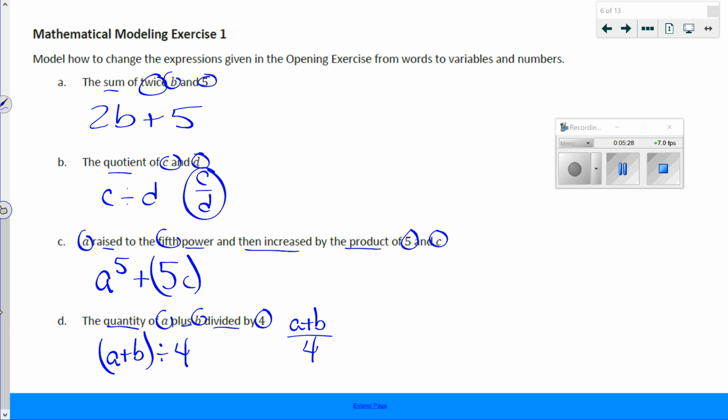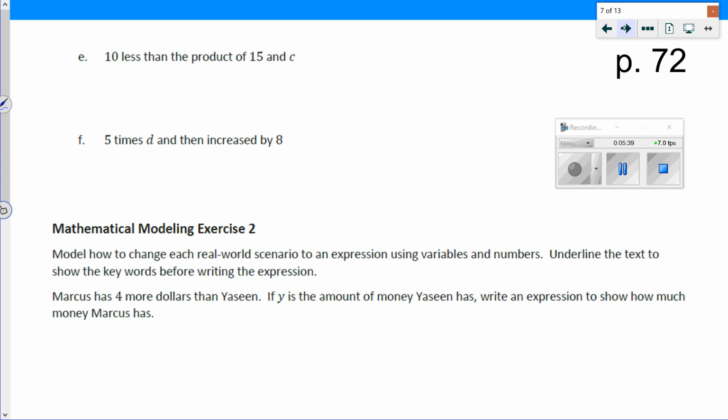How do you know to put A plus B in parentheses? Because it says the quantity. As soon as it says quantity, that's a huge red flag that I'm looking at parentheses. Okay? Now, 10 less than the product of 15 and C. Less than, two key things: subtracting and a flipping phrase. Meaning that the first thing in my expression should be the 15C and then 10 less than that. Do I need parentheses on that one? No, because again, I'll multiply before I subtract.